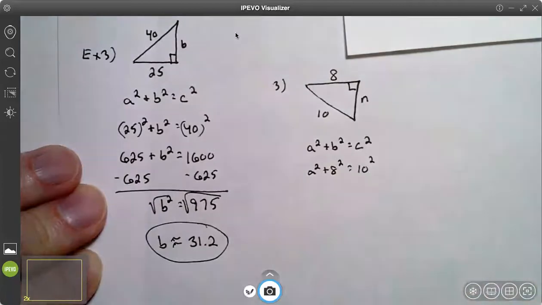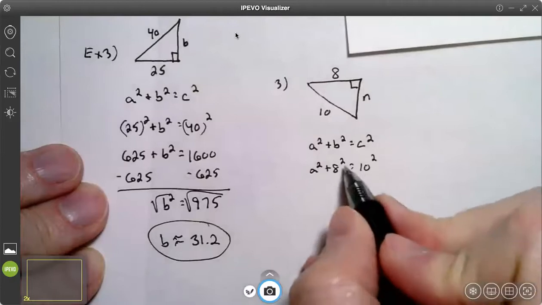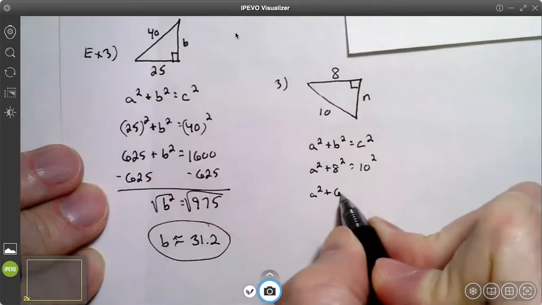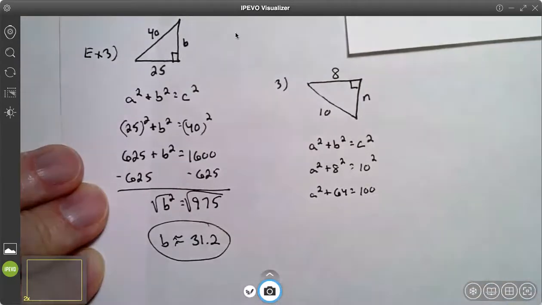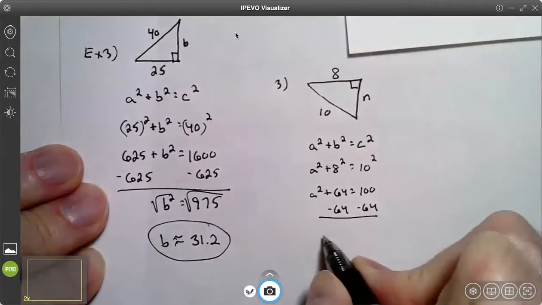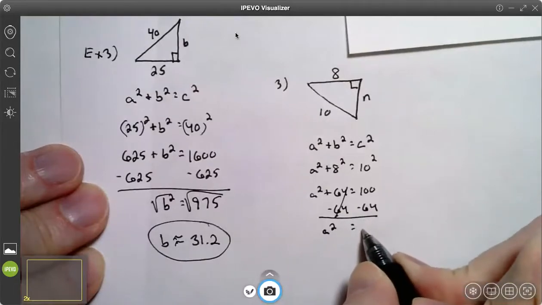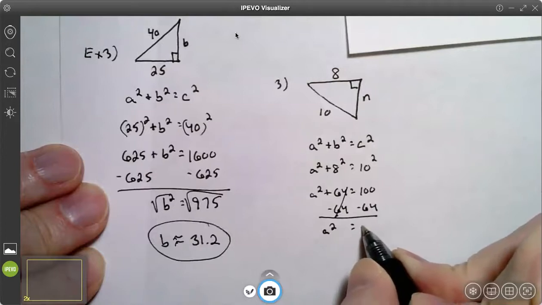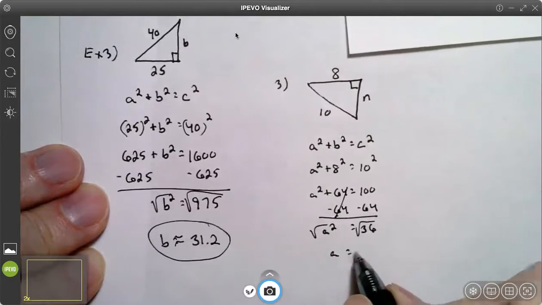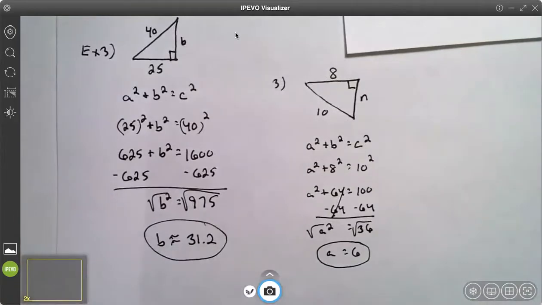Technically, I'm supposed to put that 8 and 10 in parentheses, but since I'm not using decimals or any hard numbers, it's okay if you don't. So A squared plus 8 squared is 64 equals 10 squared is 100. To get rid of plus 64, you subtract 64 from both sides. And 100 minus 64 is 36. And when you take the square root of both sides, the square root of 36 is 6. And again, I didn't use a unit of measurement, so we can just use 6.